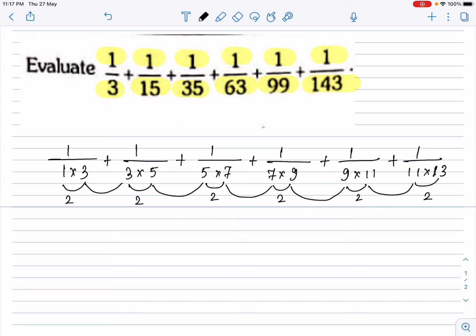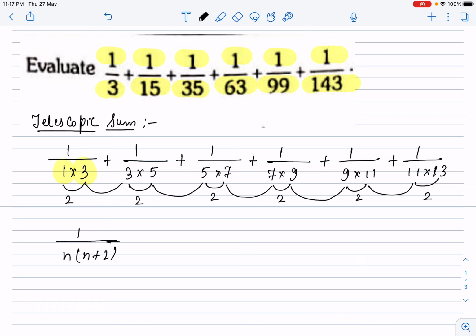That's great, sir. We could observe one definite pattern over here: if n is the first number, then n plus 2 is the second number. So we could write it like 1 upon n into n plus 2. Whenever we have such a form of sum, such sums are called telescopic sums, and we simplify them by using a method called the telescopic method.